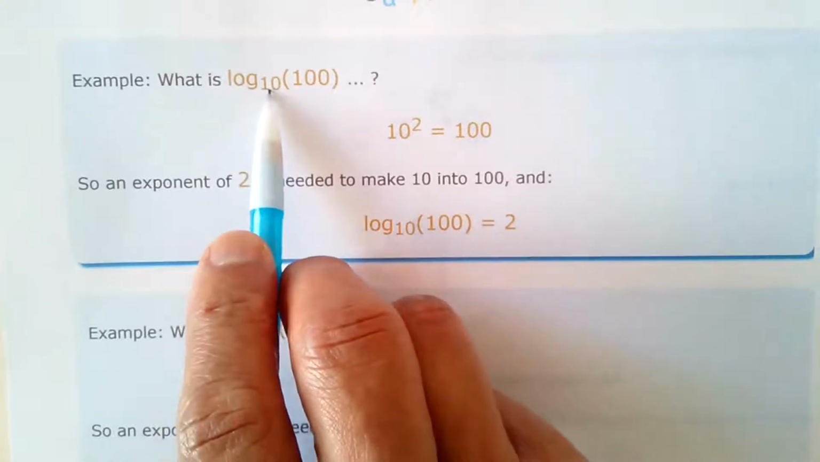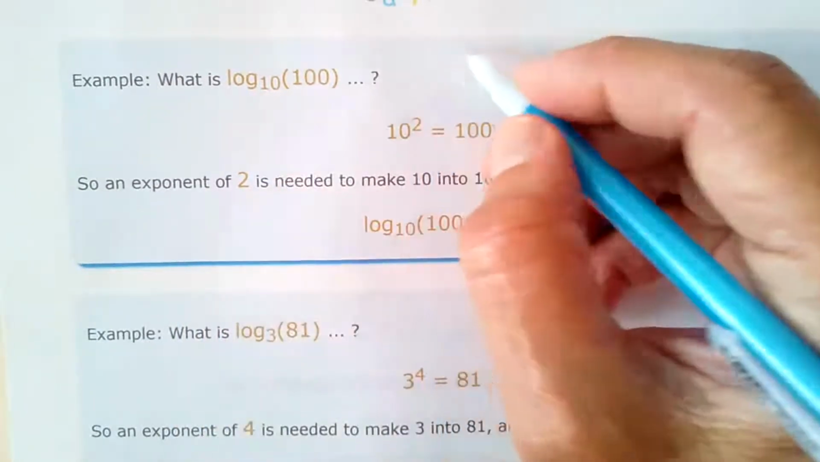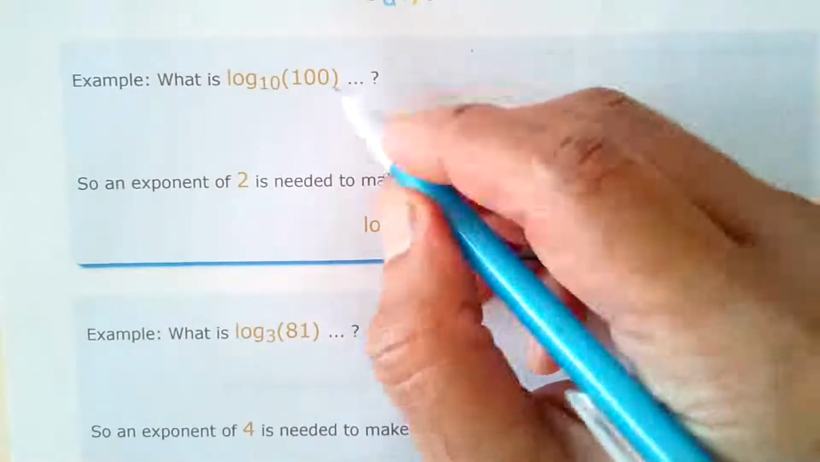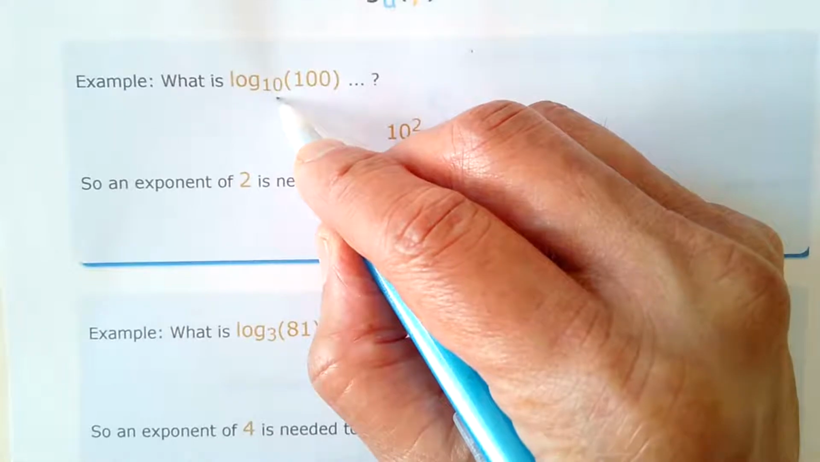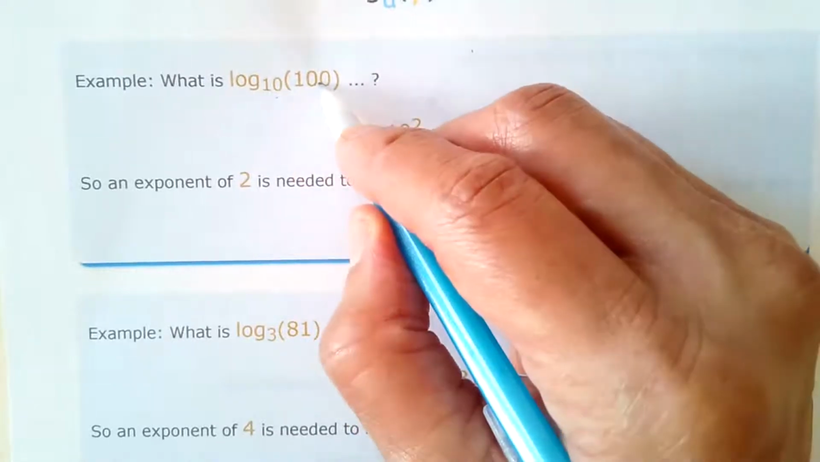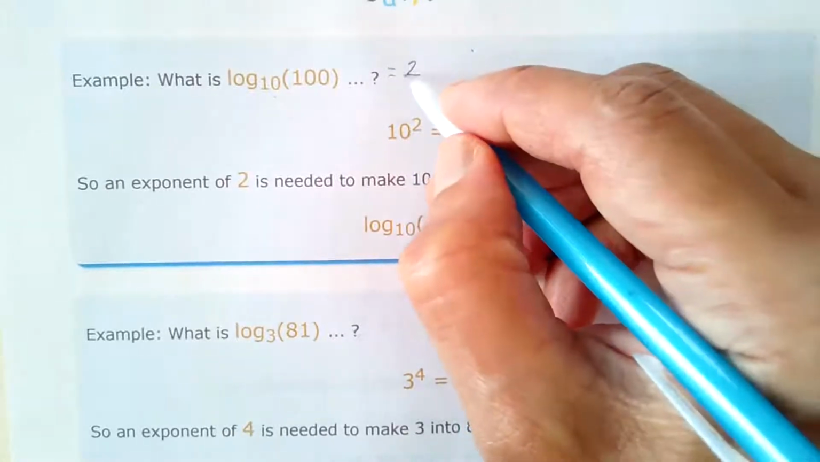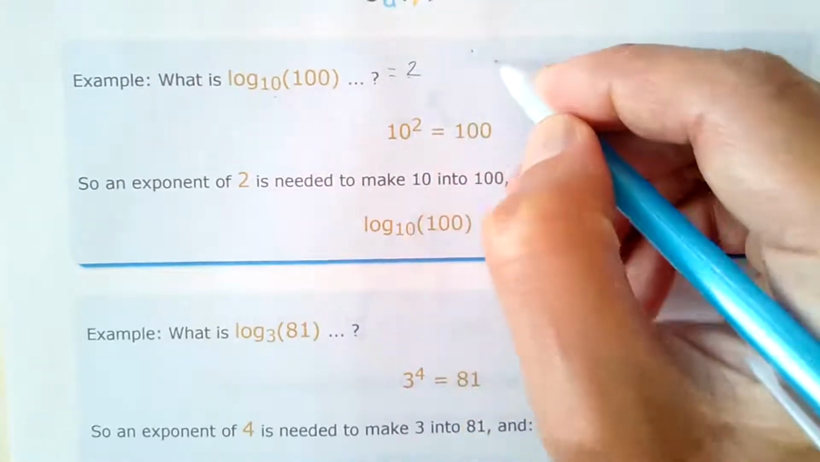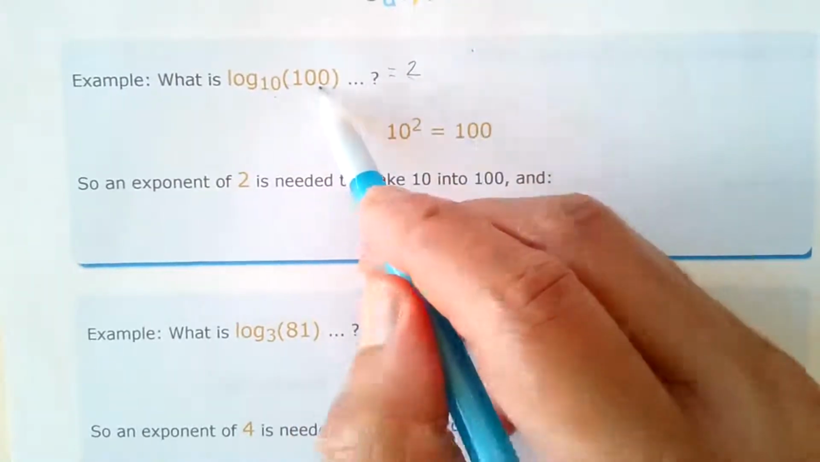What is log base 10 of 100? That will be, how many times do I multiply 10 by itself to give me 100? That will be 2. This is my exponent. So that's why it'd be 10 to the power 2 equals 100.